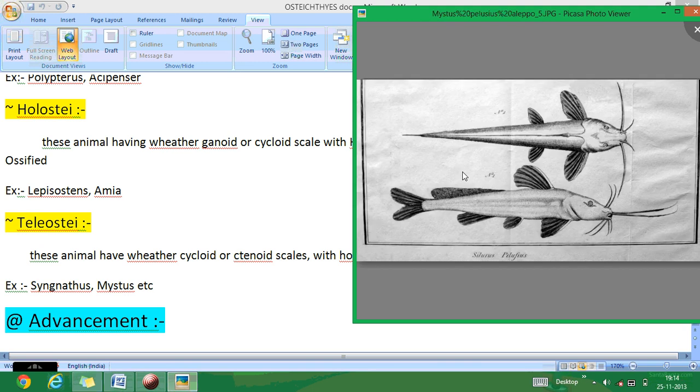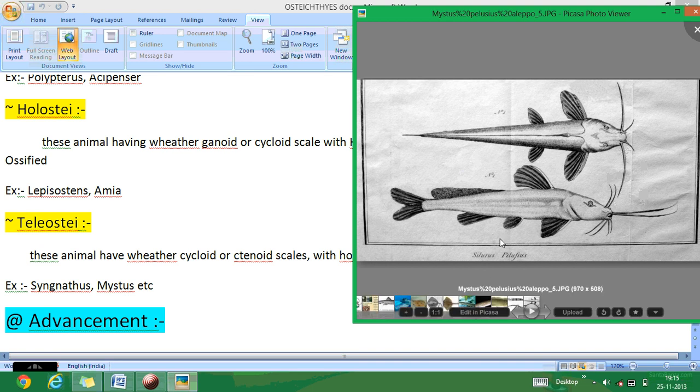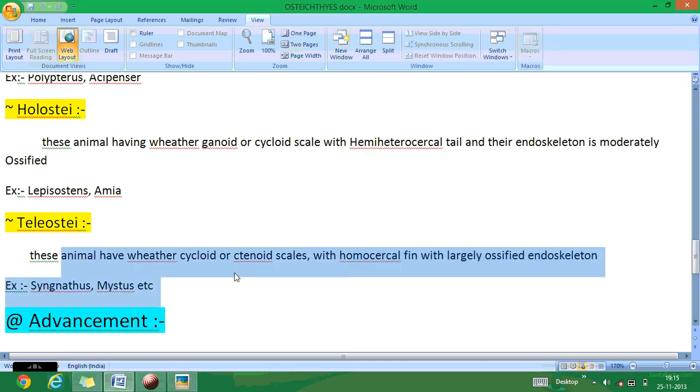And then the next one is Mystus. As we see here, they have barbel-like structures in their mouth region, which act as a sense organ for sensing things. These are also called Mystus.